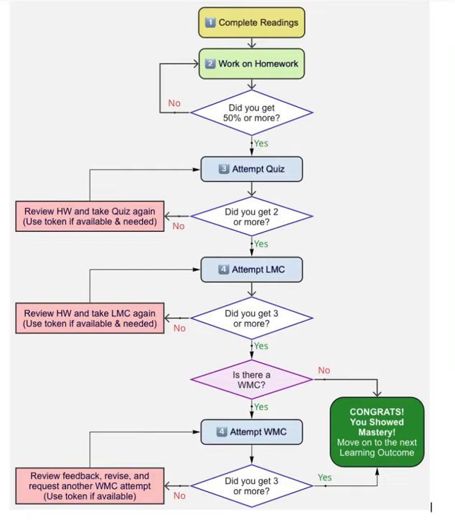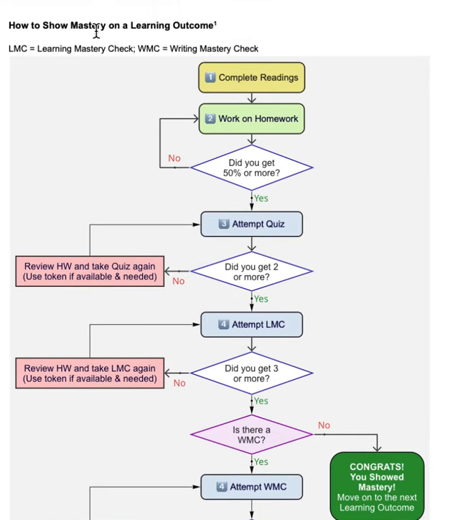Hello, in this video we're going to talk about how to show mastery on a single learning outcome. There are several learning outcomes where you're going to need to show mastery in order to earn a passing grade in this course. So we're going to just start with a single learning outcome, and you'll just repeat this process for all of them. Let's say you're working on the very first one, learning outcome number 1.